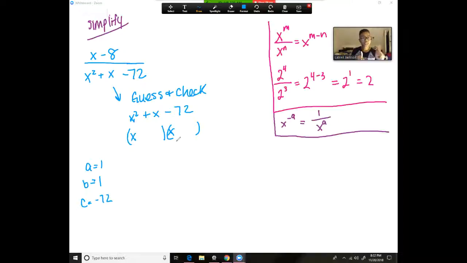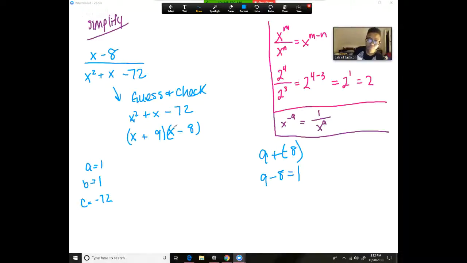So it can be 9 plus, which turns 1. Okay, so I could put my 9 here, and I know my 9 is positive, so I put plus, and I put my 8 here, and my 8 is negative, so I put minus. And that's the factor version of that polynomial. Now let's check. So that's the guess. Let's check and make sure we got it right.